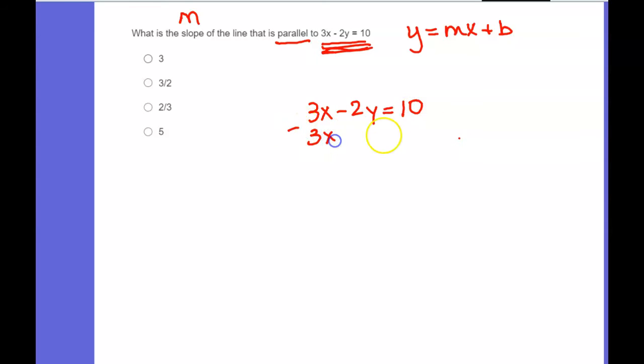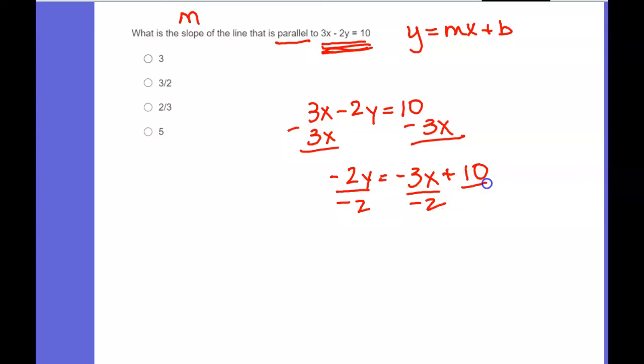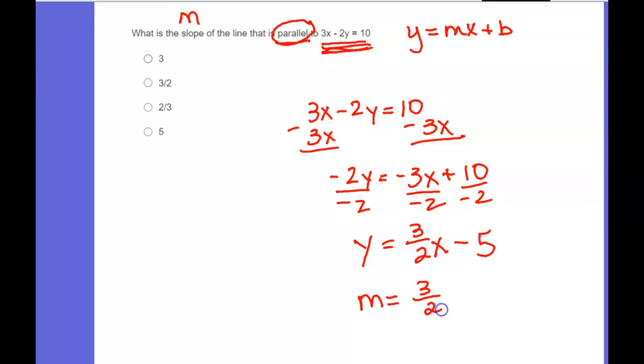I'm going to do that by moving the term 3x to the other side. I'm going to subtract 3x from both sides. So my -2y is equal to -3x plus 10. Now I divide both sides by -2, golden rule of algebra: whatever you do to one side, you have to do to the other. And we get y is equal to 3/2 x, and 10 divided by -2 is -5. So there's the equation of the line. Now here's the key word, parallel slope. We can pull out the slope here. We know it's 3/2. Now we know that the parallel slope is the same, so that's also going to be 3/2. So there's your answer.